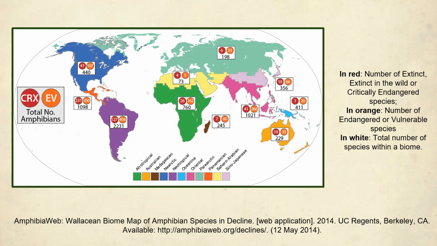And so I found this biome map on an organization called AmphibiaWeb. So in the red, you can see the number of amphibians extinct in the wild or critically endangered species. And the orange is the number of endangered or vulnerable species, and then white is the total of species within the biome. So globally, we are experiencing an amphibian decrease, extinctions. And what is this major driving cause, I was wondering?